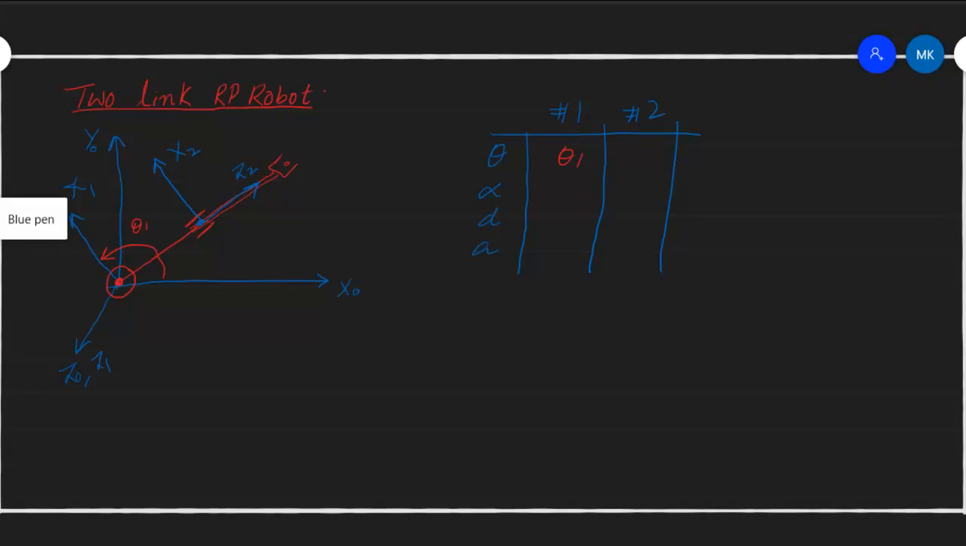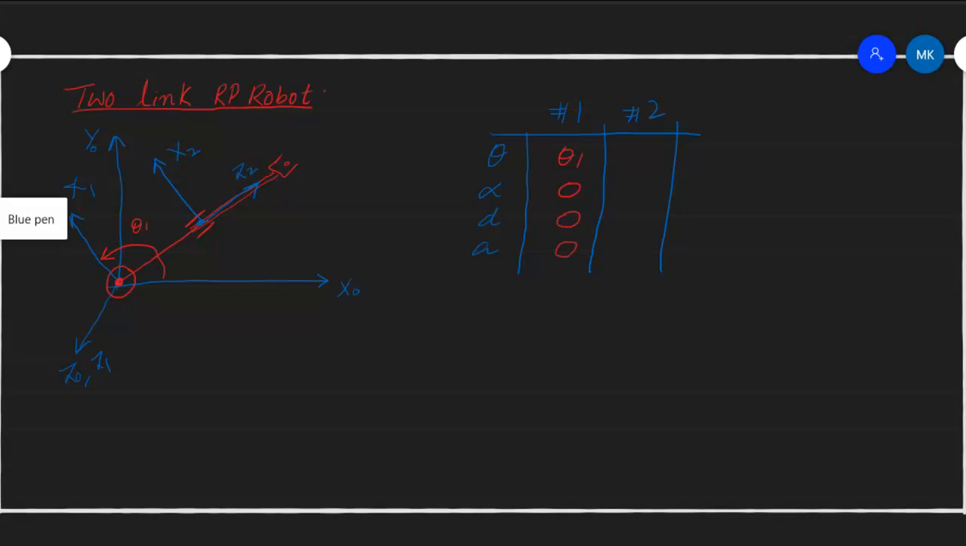Similarly, alpha will be the angle between z0 and z1, which is actually 0 for this case, and the joint offset is the distance between x0 and x1 along z1, which is again 0 in this case, and the length of the link is the distance between x0 and x1, which is again 0 in this case.